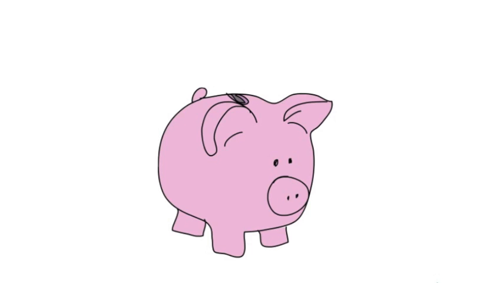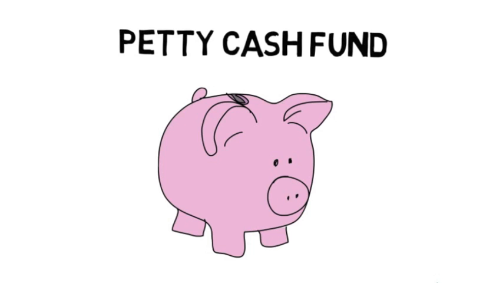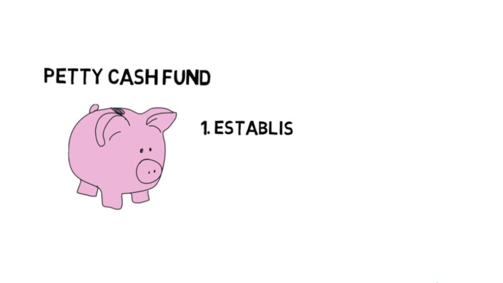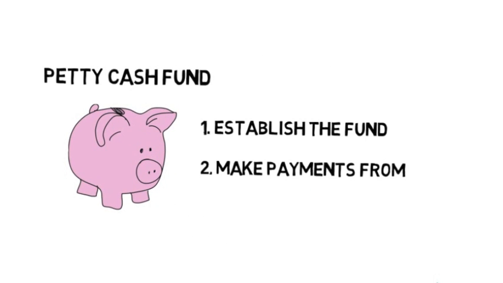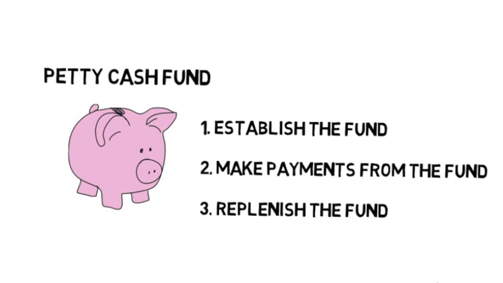To set up and operate a petty cash fund, 3 things must occur. 1. Roz needs to establish the fund. 2. Monsters Inc. needs to make payments from the fund to reimburse scarers. And 3. The fund needs to be replenished.